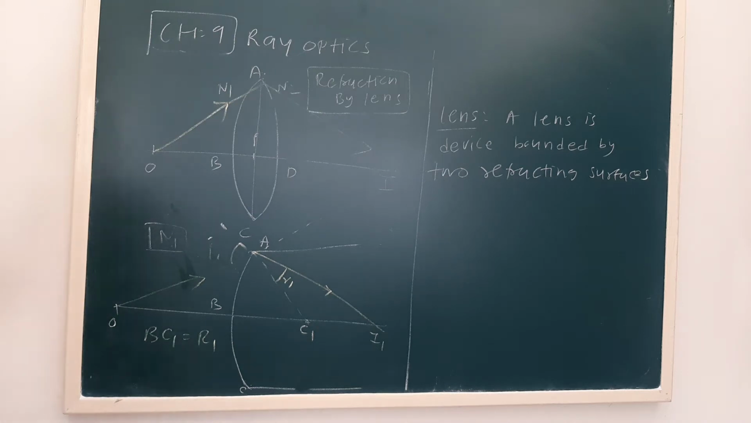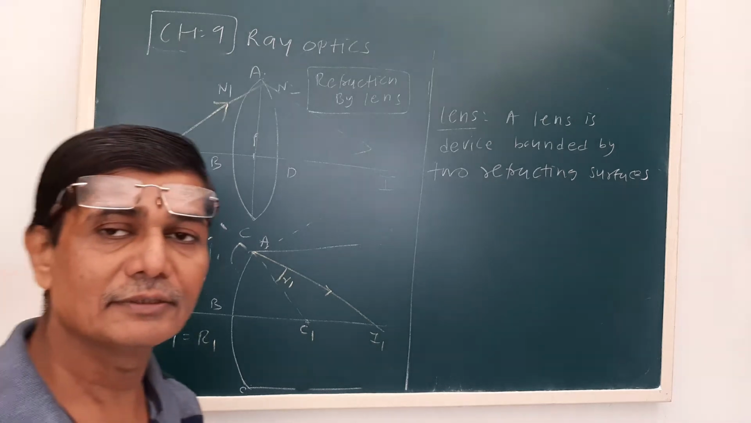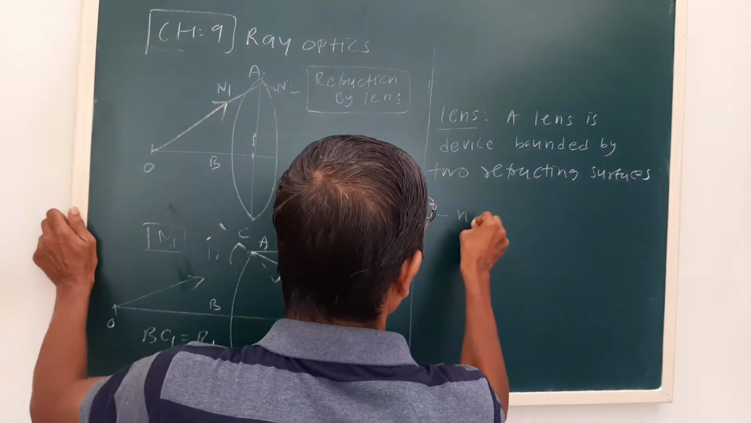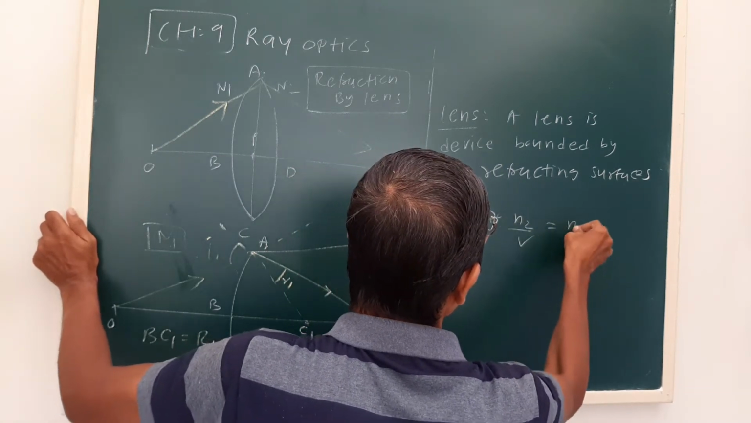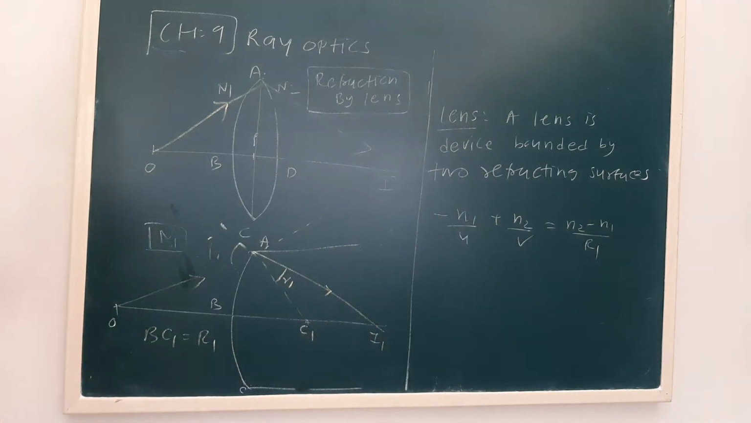Now see, last time we studied about refraction from a spherically curved surface. So first we write the equation for the ABC surface: minus N1 upon U plus N2 upon V is N2 minus N1 upon R1. Right now we write it in terms of the distances.